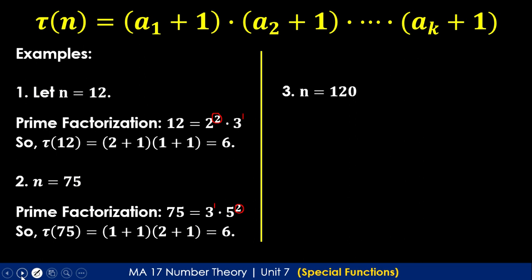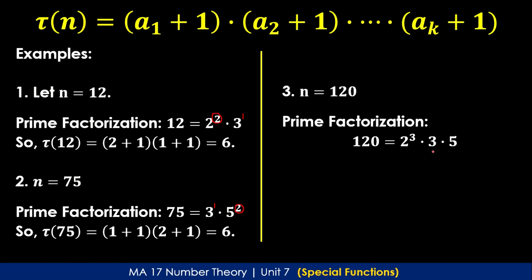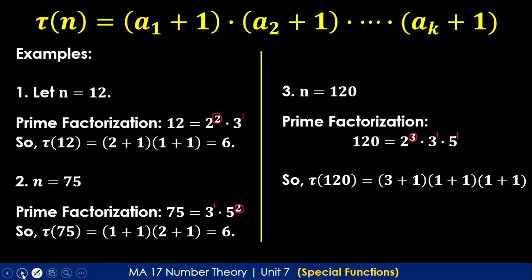Another one, let's say we have the number 120. The prime factorization for 120 is 2 raised to 3 times 3 times 5. In this case, we have 3 prime factors, so there are 3 exponents here. Namely, for 2, that is 3, and for 3, that's 1, and for 5, that is 1. So that is 3 plus 1 times the quantity 1 plus 1 times the quantity 1 plus 1. So that is 16. Therefore, there are 16 positive divisors for 120.